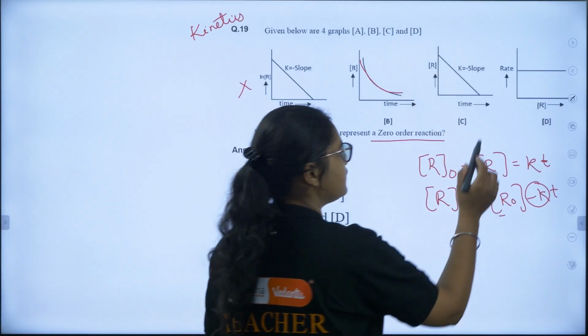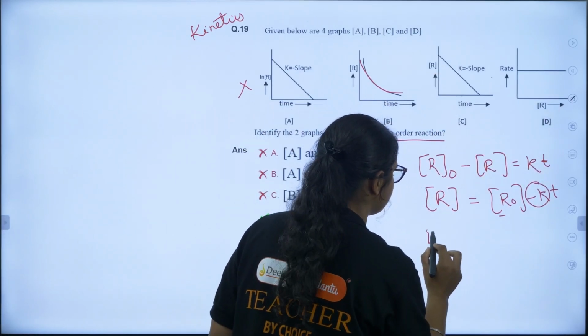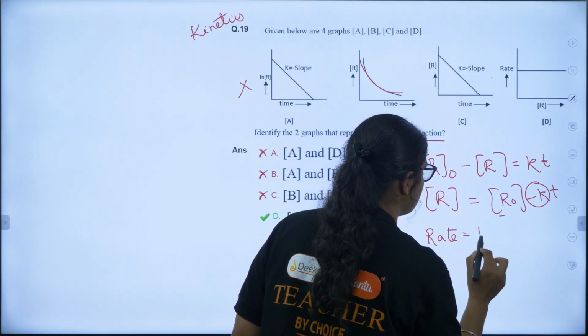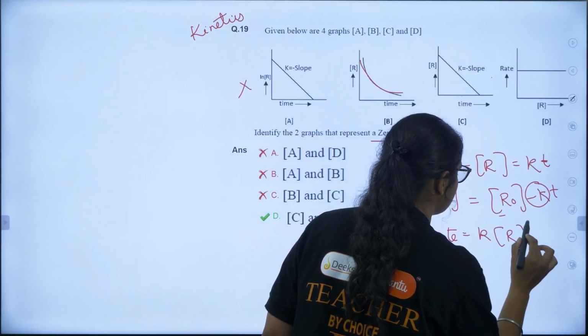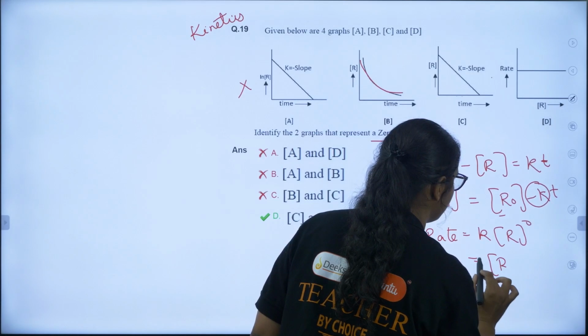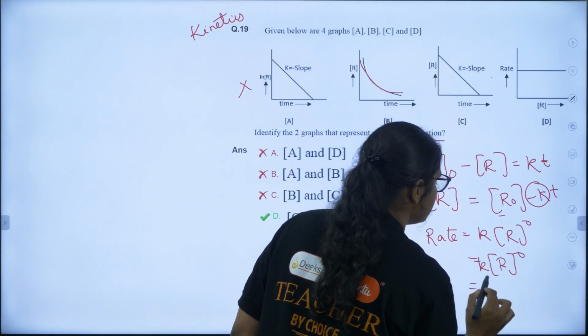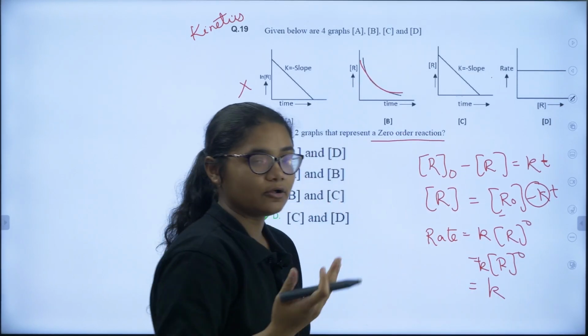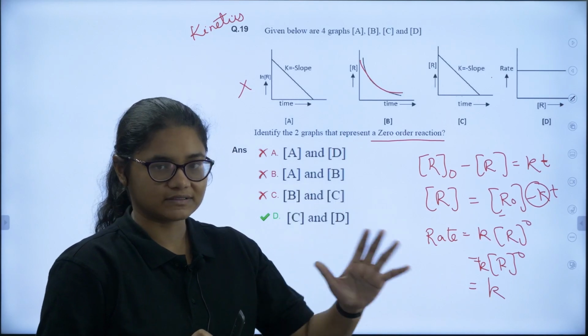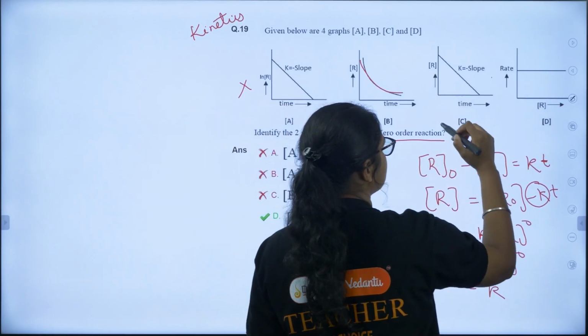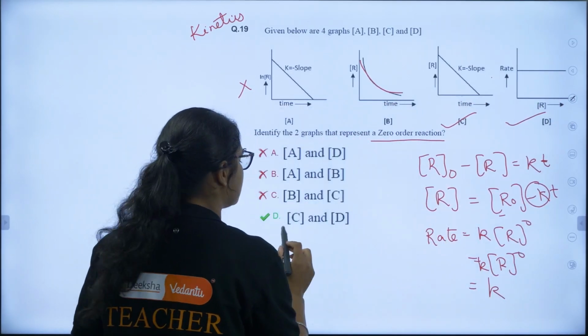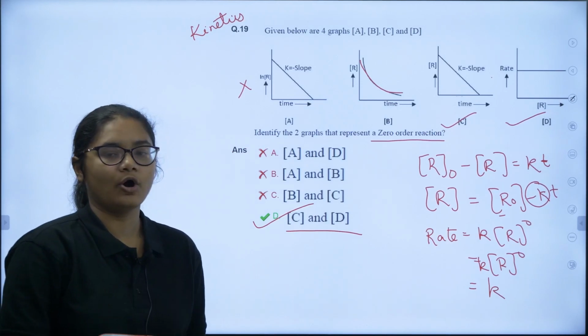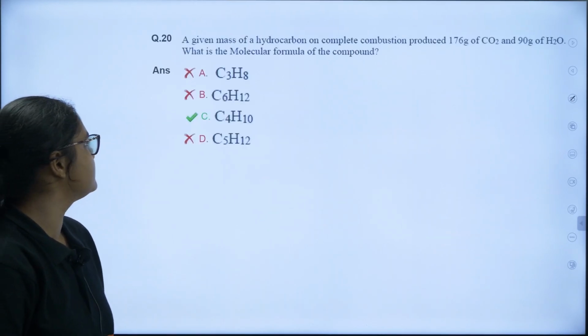So we will get this one as the correct graph. Now if you see the rate of the reaction versus R, we have this one, rate is equal to K into R to the power of 0, that is only K is there, right? So now I can say the rate is not dependent on the concentration, so it will be a straight line. So both C and D represent, so the correct answer for this question will be option number D. Now see the next question.